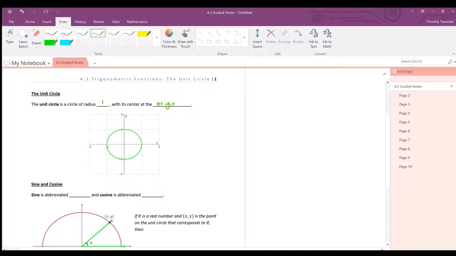We won't need this right away, but it's not a bad thing to know. The equation for a unit circle is x squared plus y squared equals 1.